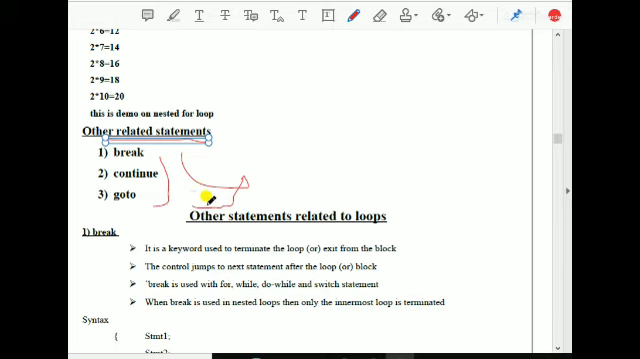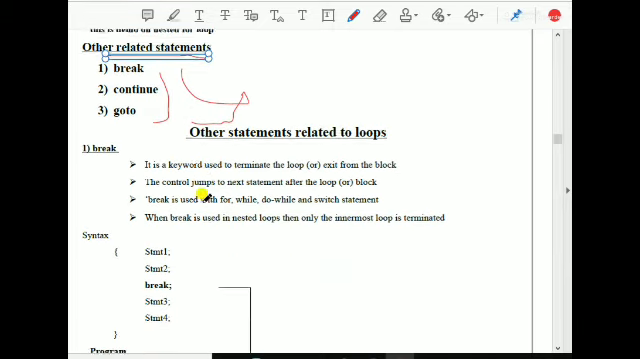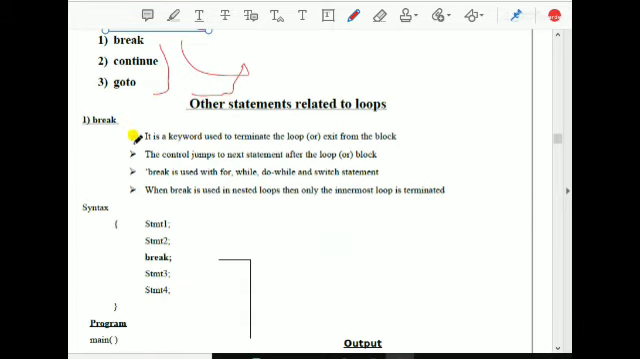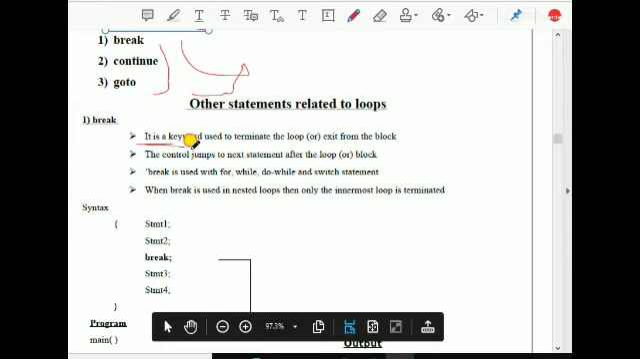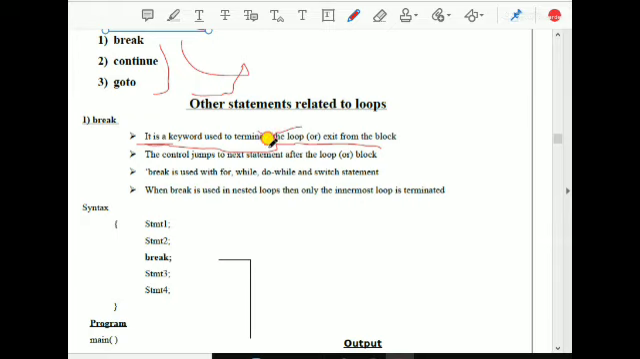I think they will not ask in exam, but I will explain a little bit. Break we already know, we use break and switch statement to stop the program then and there only. So see, it is a keyword used to terminate the loop or exit from the loop. Don't write terminate, write exit from the loop. The control jumps to the next statement after the loop. Okay, don't write this, just for break write this one.